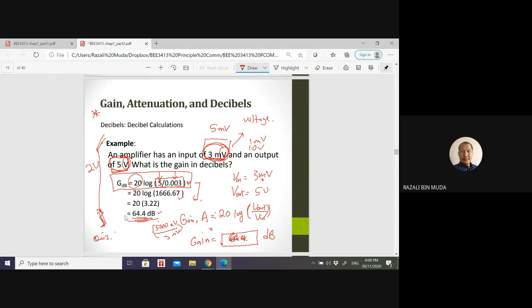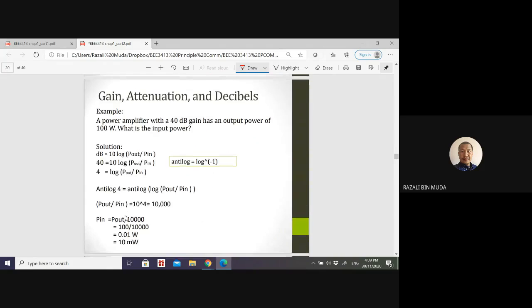Normally I will consider two decimal places. Let's say you write 64.40. If there are more numbers after the point, then you just need to take two decimal places. Okay. Okay, gain, attenuation, and decibels.